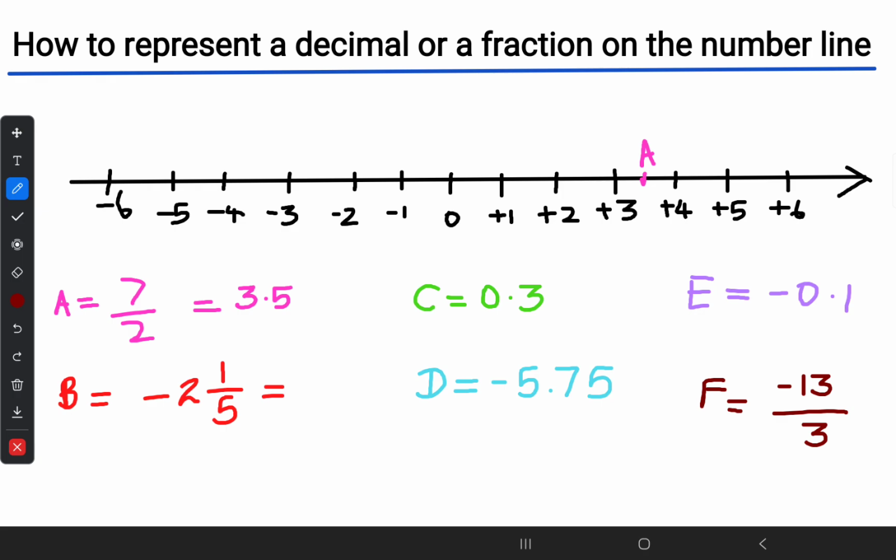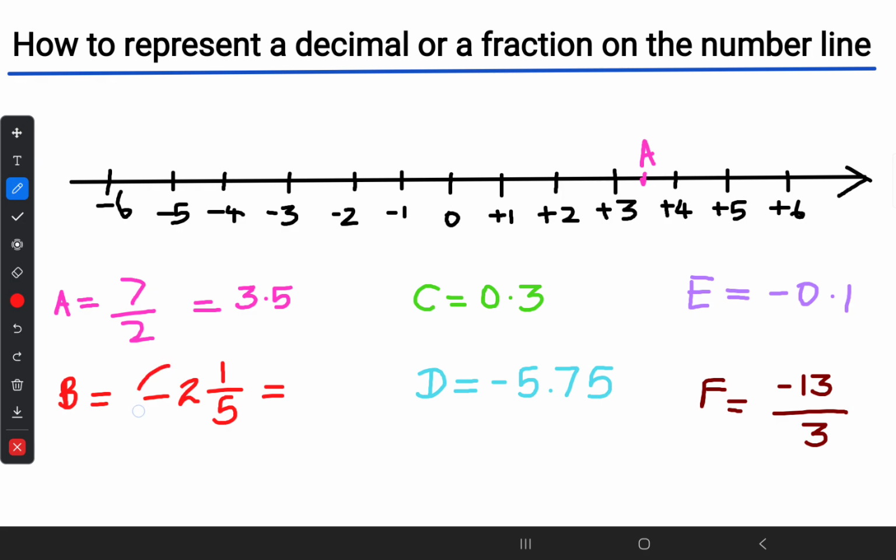Okay, there are several values. So what we are going to do is denote all the values on the number line and compare which one is higher and which one is lesser. That's the comparison we are going to do here. First, I denoted A already. That's simple, no?